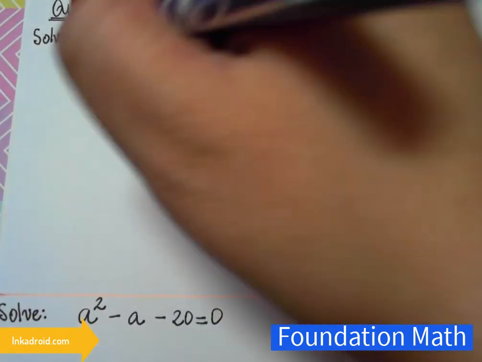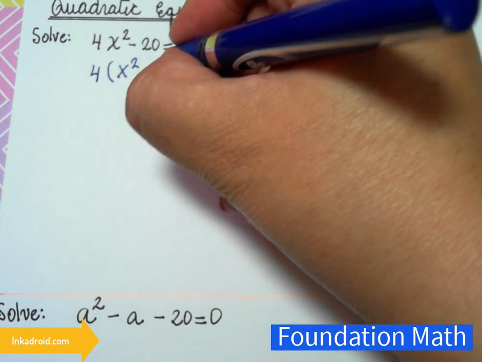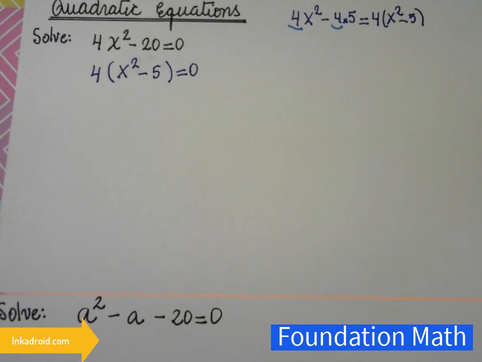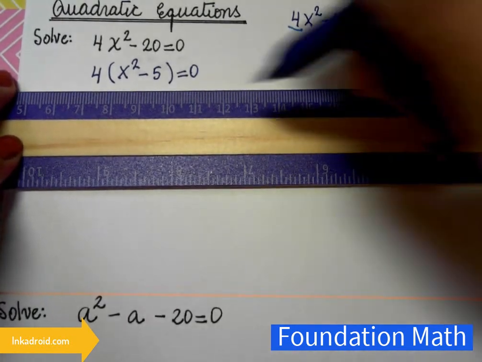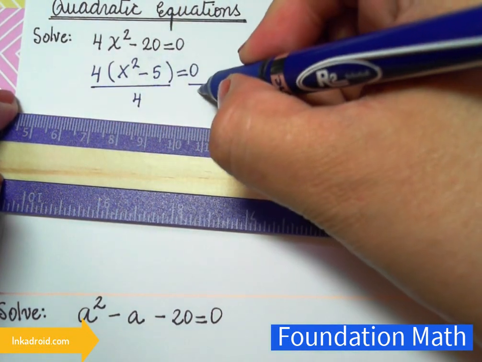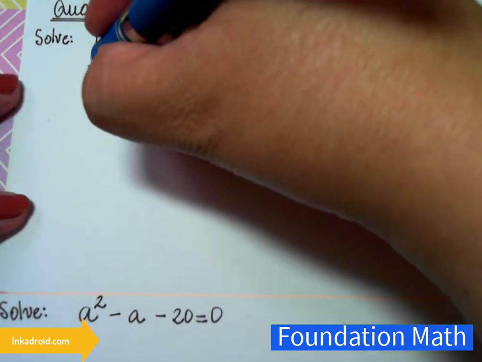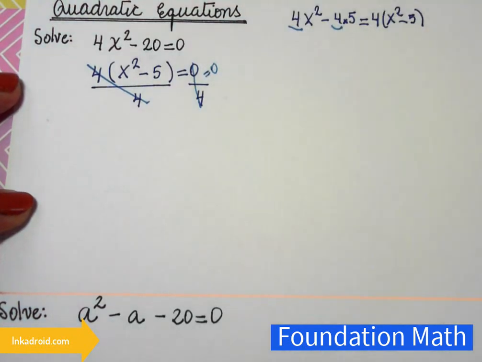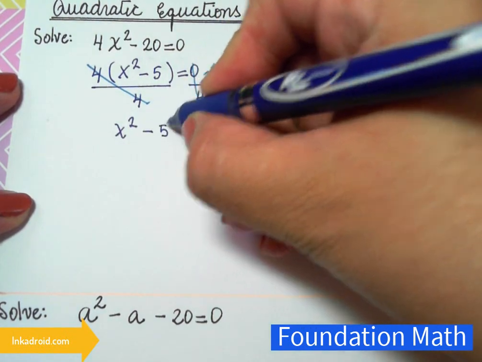So I'm going to copy here 4 times (x squared minus 5) equal 0. In this case, we have this expression, 4 times something, equal 0. So what we have to do is divide both sides by the same number, 4. We can do that. So 4 over 4 is 1, you just cancel, and 0 over 4 is 0. So you're going to write down x squared minus 5 equal 0.